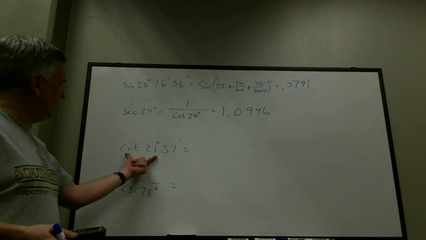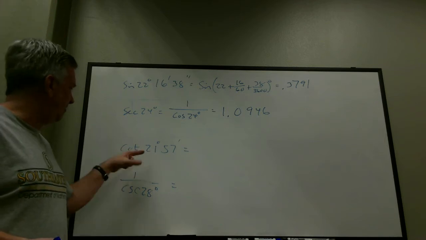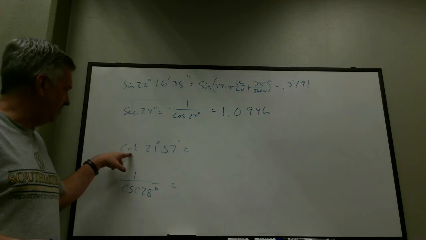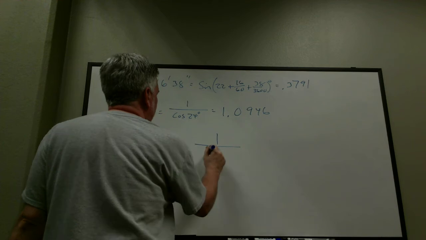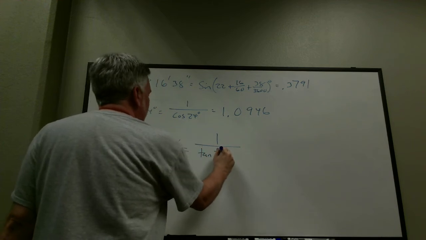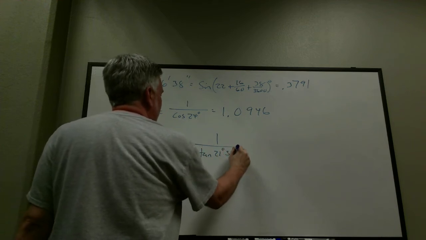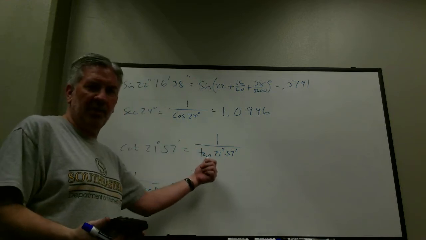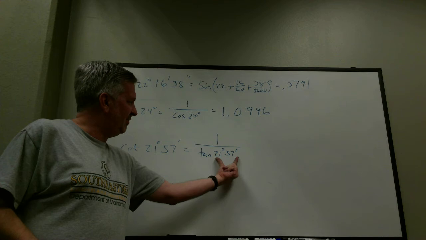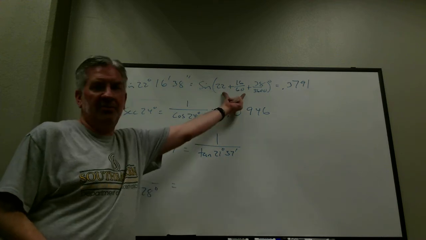Now what about this one? This is a combination of our previous two problems. There's no cotangent button. But remember, cotangent and tangent are reciprocals of one another. So this is 1 over tangent of 21 degrees, 57 minutes. So how are we going to type that in? Well, the 1 over tangent is no problem. I have a tangent button. But this is degrees and minutes, so you have to convert it.